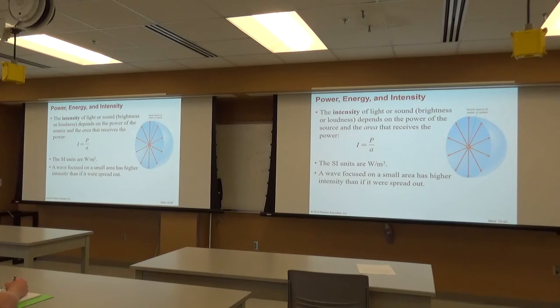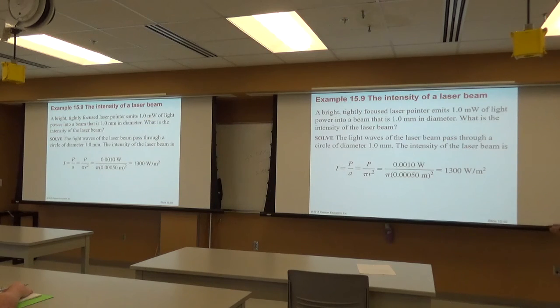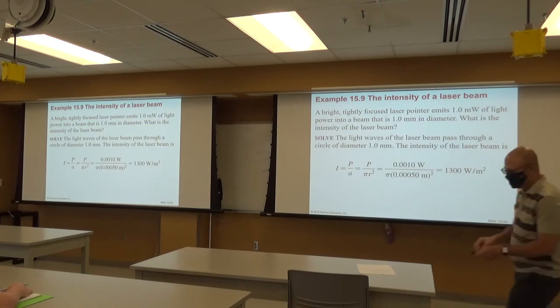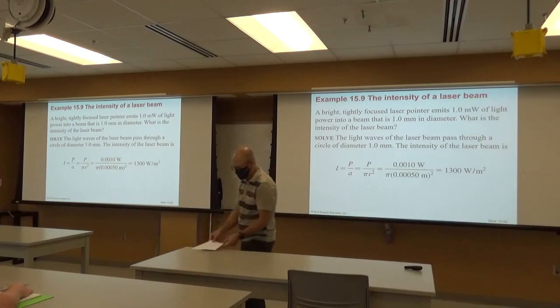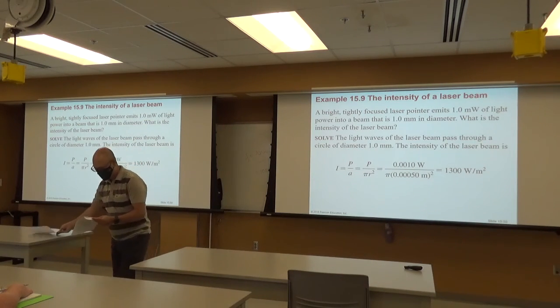The SI unit for intensity is watt per meter squared. Okay, that's the unit of intensity. Again, a wave focused on small area has higher intensity than if it were spread out. So here is an example. Let's look at the first example. So it's question 2.